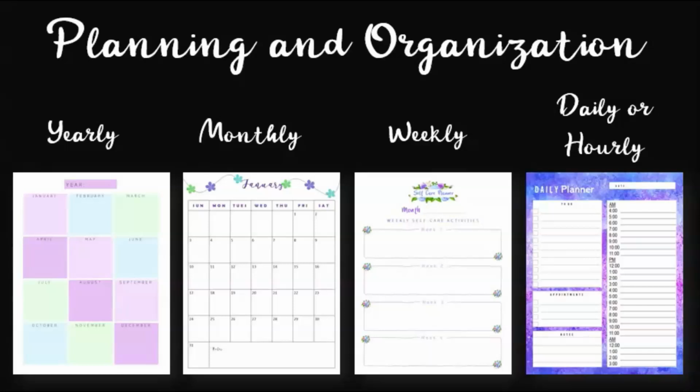So you can do yearly, monthly, weekly, daily, or hourly. And these are some more examples that I sell in my Etsy shop of different styles of planner pages. So that's another one that I like to consider a type of journaling.